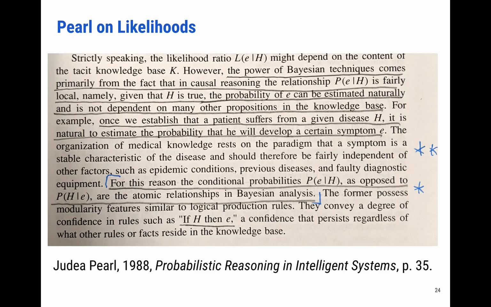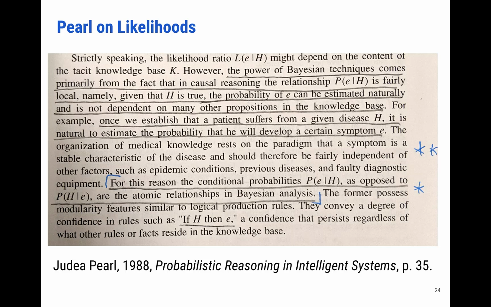That's the context. However, the power of Bayesian techniques comes primarily from the fact that in causal reasoning, this relationship, the probability of E given H, is fairly local. Namely, given that H is true, the probability of E can be estimated naturally and is not dependent on many other propositions in the knowledge base. So this is what's so useful about these likelihoods: they're almost like components of knowledge that you can plug into your equation.